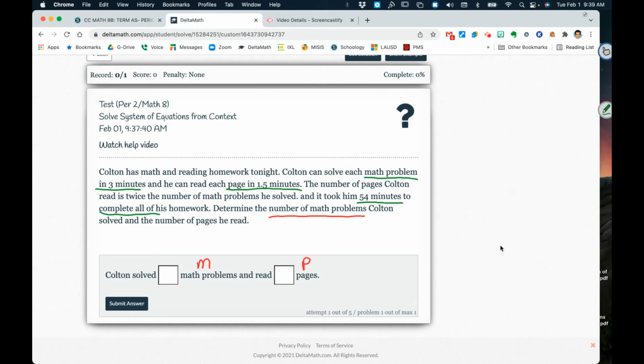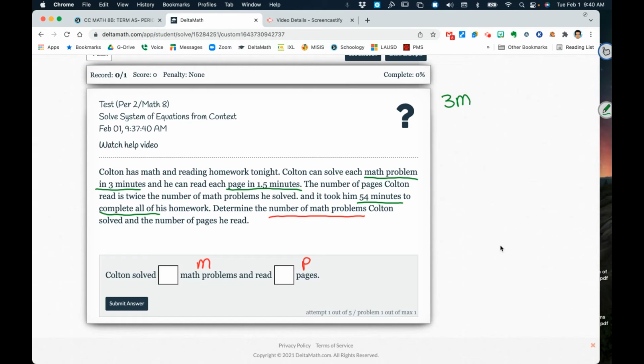So let's total up his minutes. How long did it take him to do a math problem? 3 minutes. And then how many math problems did he do? We're calling it M. So the total number of minutes for all the math problems, if it's 3 minutes per problem and he did M problems, would be 3M, 3 times M. This represents all the minutes for the math problems.